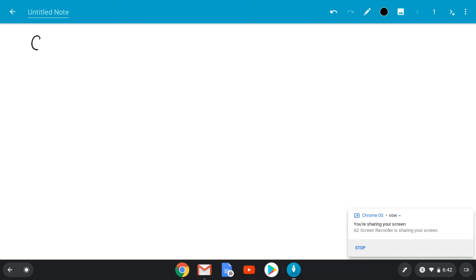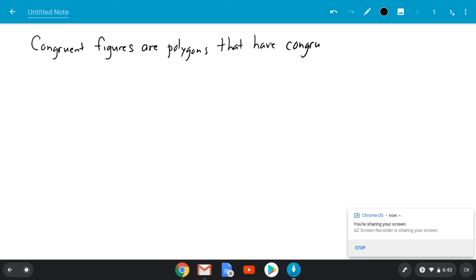So congruent figures are polygons that have congruent corresponding parts. In other words, when we talk about the parts, we're talking about the sides and angles.